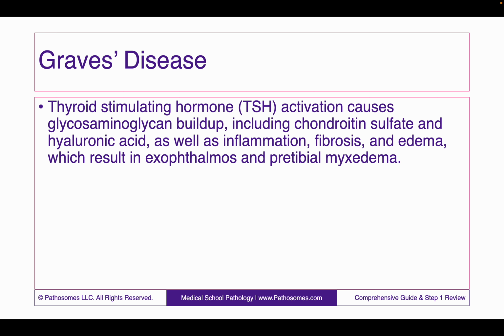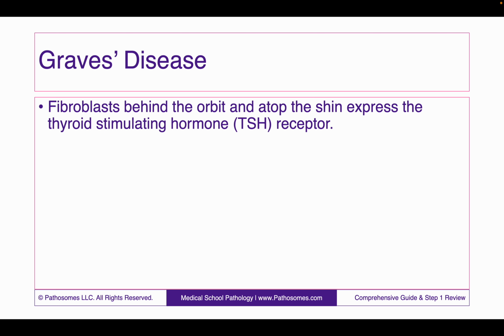Thyroid stimulating hormone activation causes glycosaminoglycan buildup, including chondroitin sulfate and hyaluronic acid, as well as inflammation, fibrosis, and edema, which result in exophthalmos and pretibial myxedema. It's really interesting how this occurs. The fibroblasts behind the orbit and atop the shin express the thyroid stimulating hormone receptor.